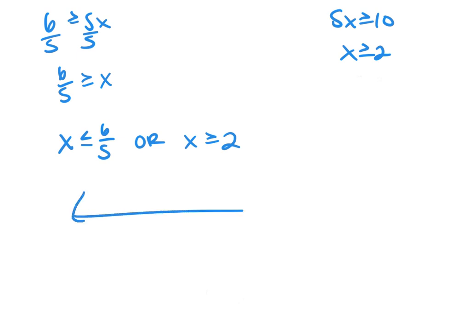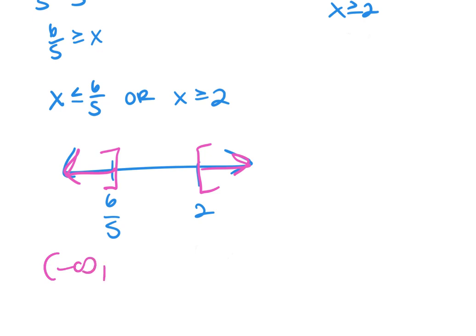And I know it's less than 6/5 or greater than or equal to 2. So I know that the bracket points out like that. So that's one way to figure it out, which is negative infinity to 6/5, union 2 to positive infinity.